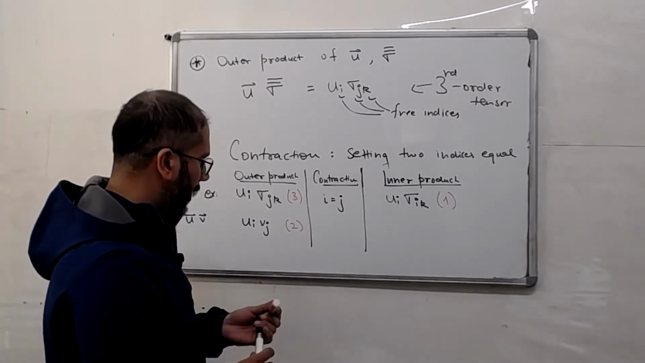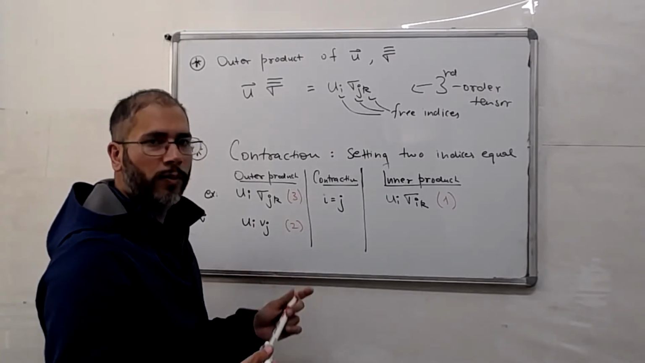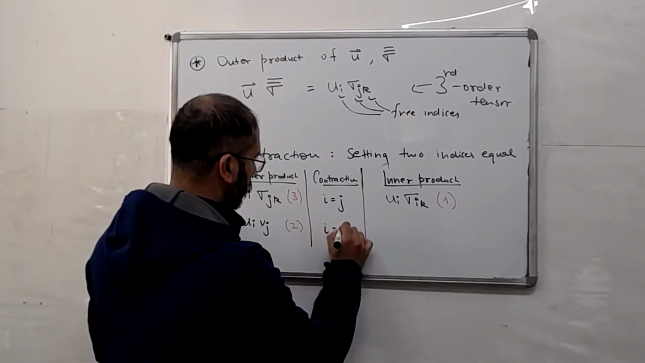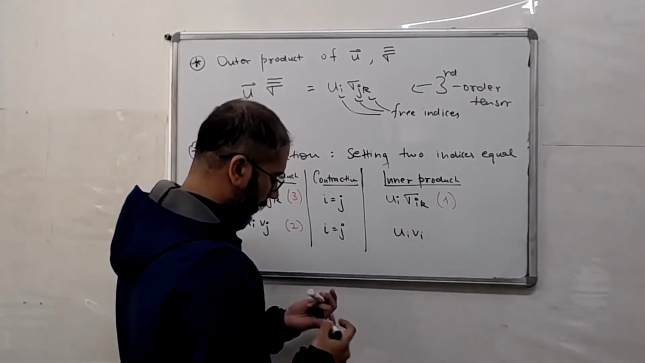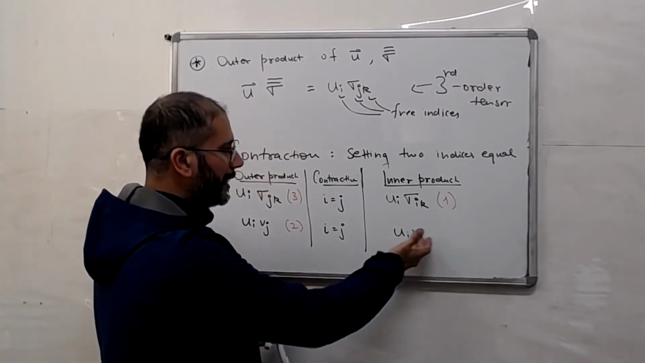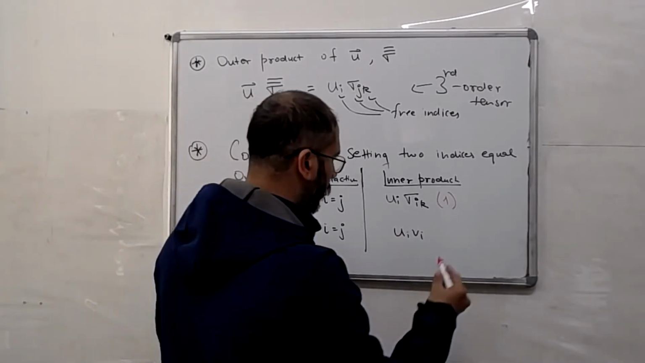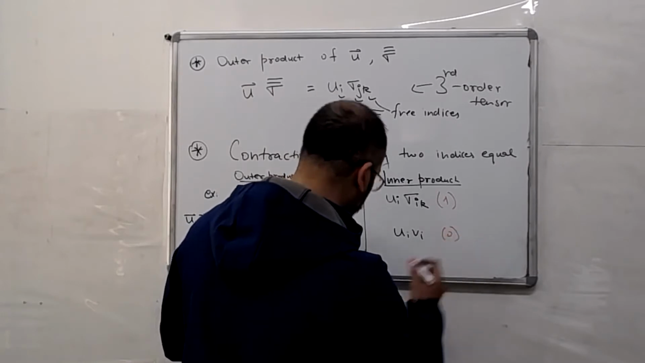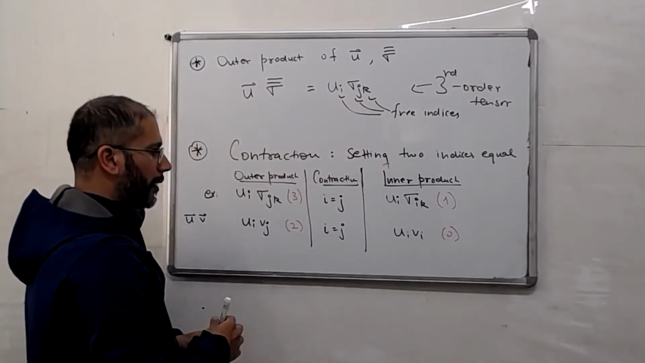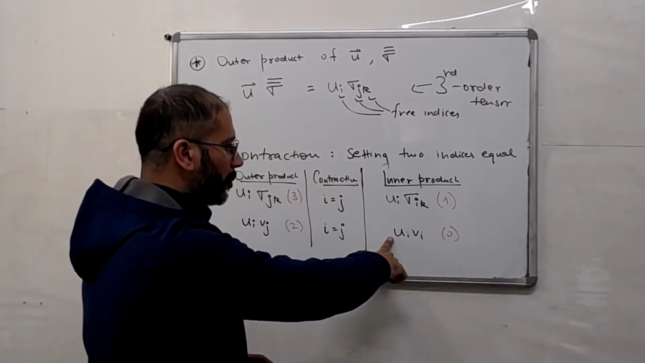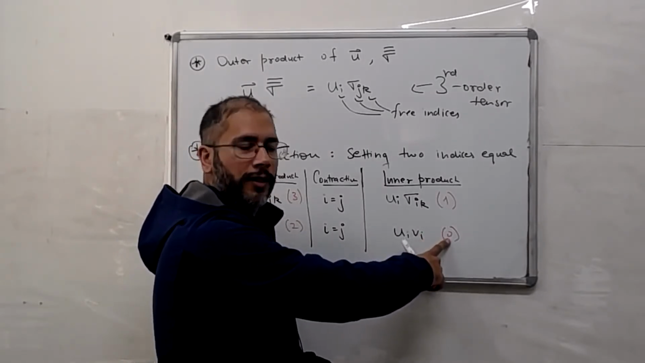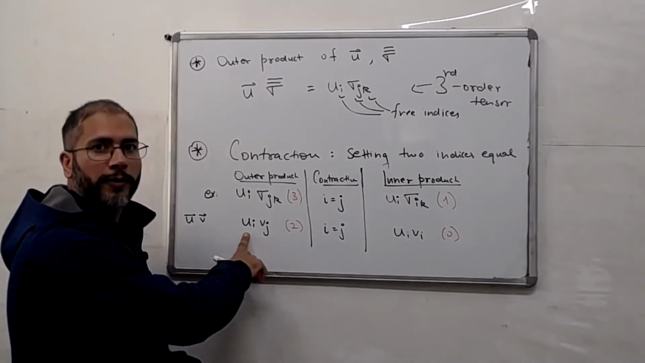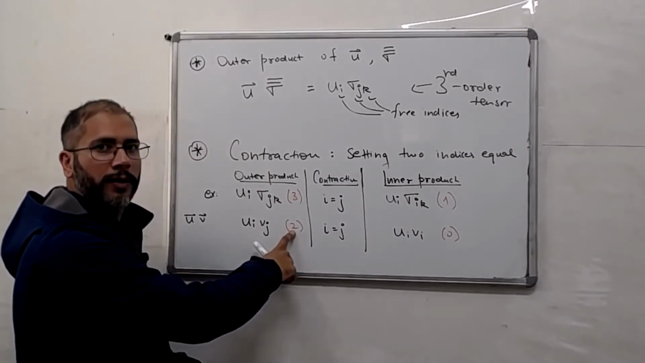If I apply a contraction here, in this case I can apply only one contraction, that is i equal to j. So I get ui vi, and you can see that there is no free index here. The order of this thing is 0, and this is nothing but the dot product between u and v. So that's a scalar, 0th order tensor, and this is the outer product of u and v. It's an order 2. Okay.